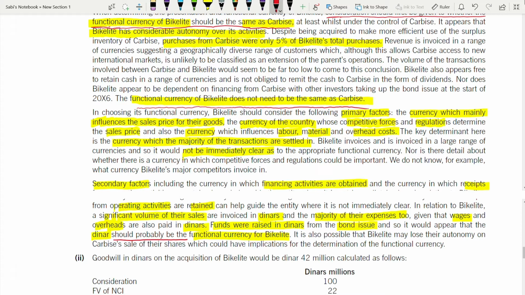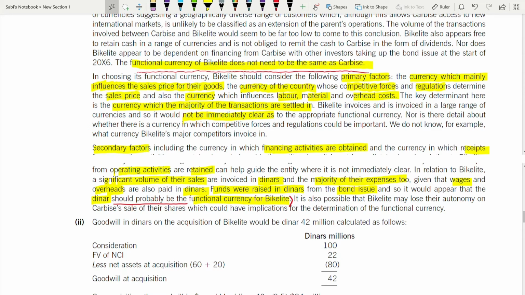So it is also possible that Bike may lose the autonomy on sale of their shares, which could have implications for the determination of functional currency. Obviously this line will not come to your mind when you're writing the answer, because you have stopped. If you have stopped here, by the way, you will still get full marks if you didn't write the last sentence, because it is very unlikely that the last line will come to your mind, as your concern is about finding the functional currency. Why do you care what happens later on? But some of you might have thought about it, then you can write it as well. There's no harm, right?